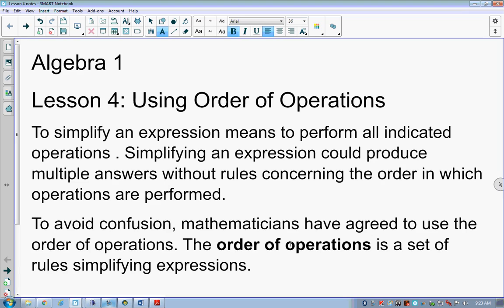So to avoid confusion, what mathematicians have done is that they've agreed to use the order of operations. It is a set of rules for simplifying expressions. So we only have, I think, one more slide to look at, which is what is the order of operations, and then we're going to actually start working out questions. Hopefully. Sometime. We'll get to this slide. Let's try this.